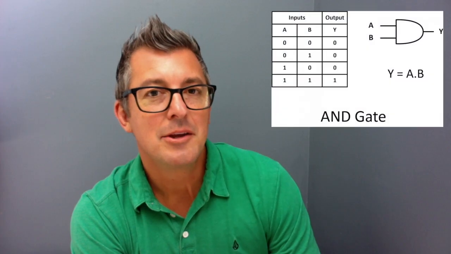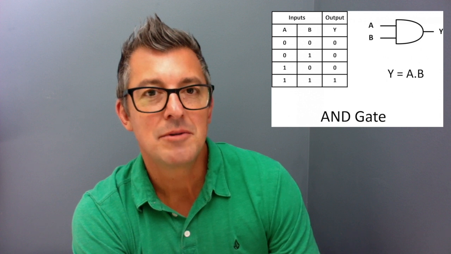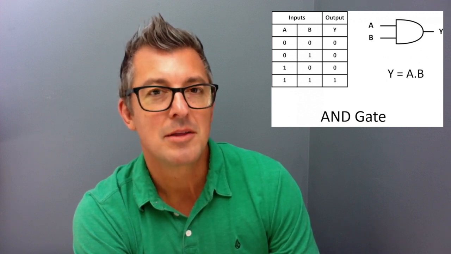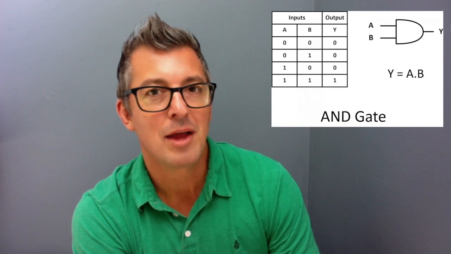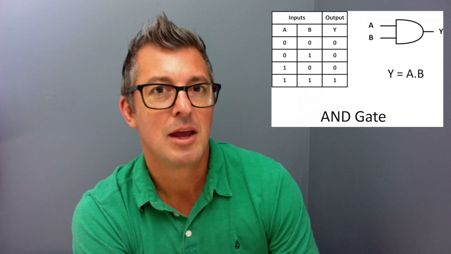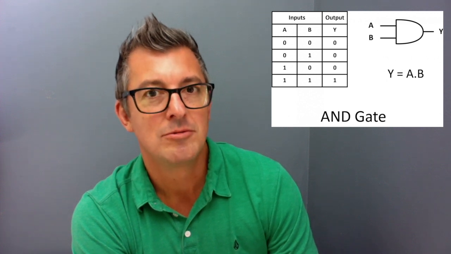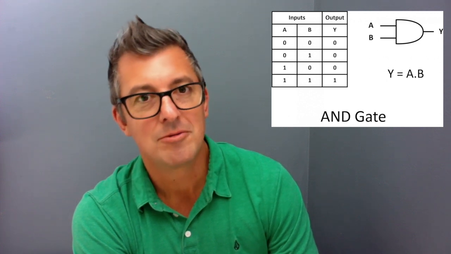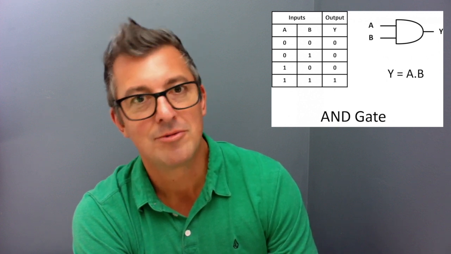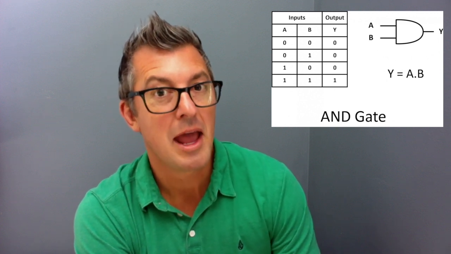The AND logic gate takes two different inputs and provides one type of output. So let's start at the top. Off and off equal off. On and off equals off. Off and on, off. But on and on.